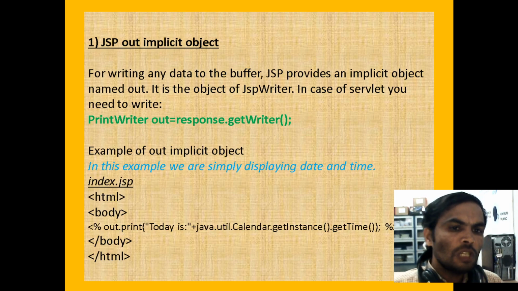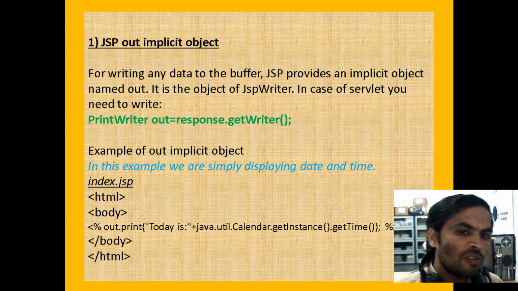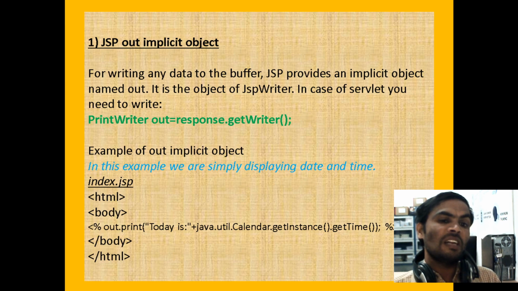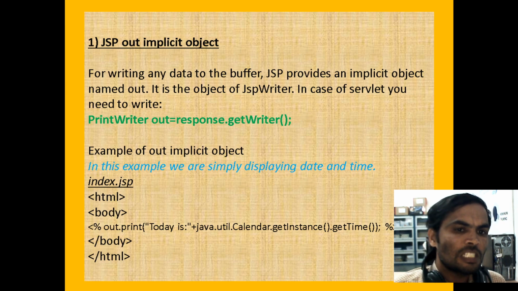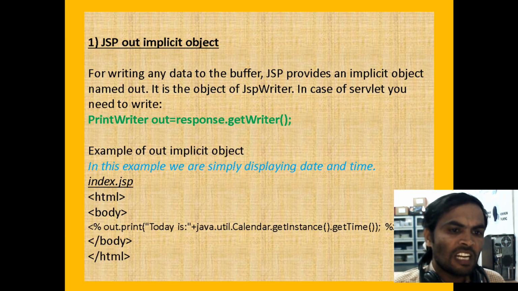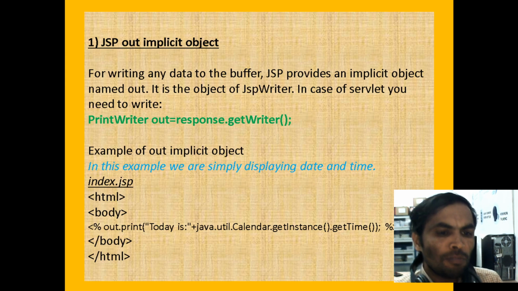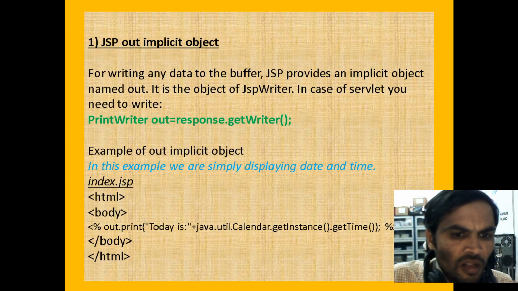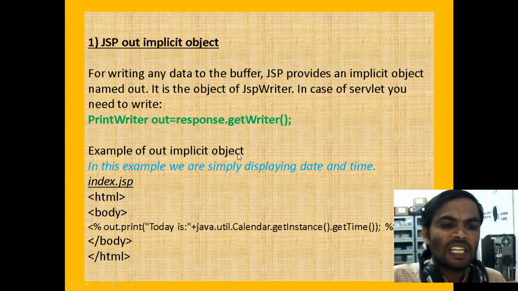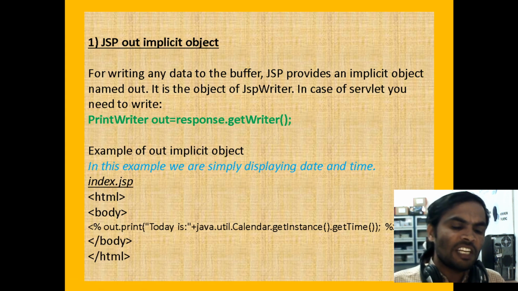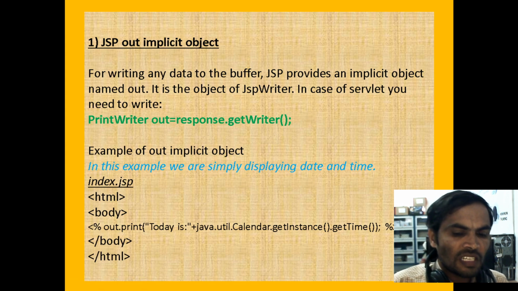Now, if you want to display under the servlet program, what are we doing? We call getWriter. This getWriter method is available under the ServletResponse or HttpServletResponse. With response.getWriter, the return type is the PrintWriter class. For this PrintWriter class, we create the reference or object as out. Now in the implicit object case, this out object we are not creating; the web container itself creates it.